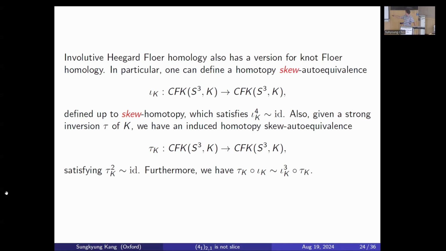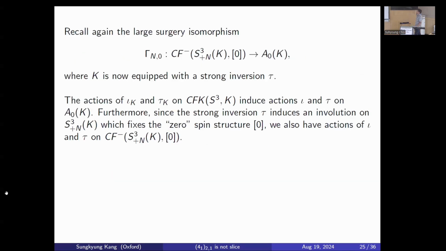So it kind of anti-commutes. So tau iota is iota inverse tau, and iota is order 4, so I just wrote that. Okay, let's recall the Lahr surgery isomorphism from CF minus of Lahr surgery to A0. Here, on this side, A0 is a direct summand of CFK, and CFK is equipped with iota_K and tau_K. And here it is equipped with the iota and tau symmetry.